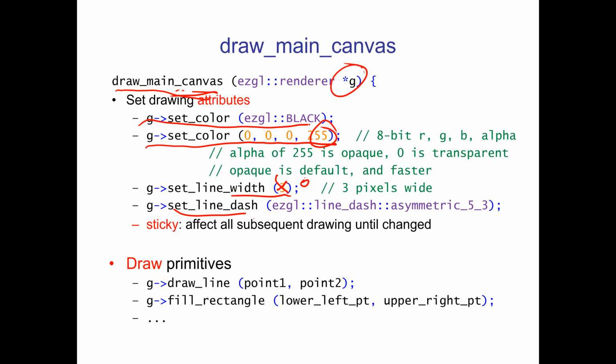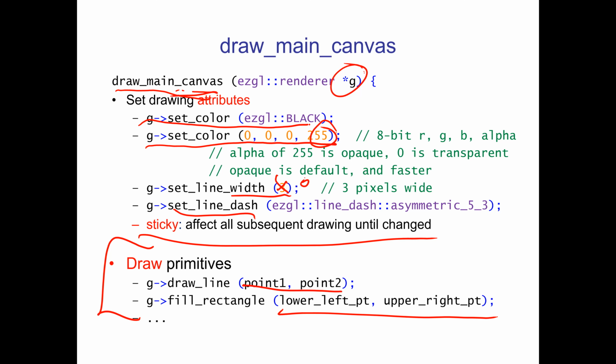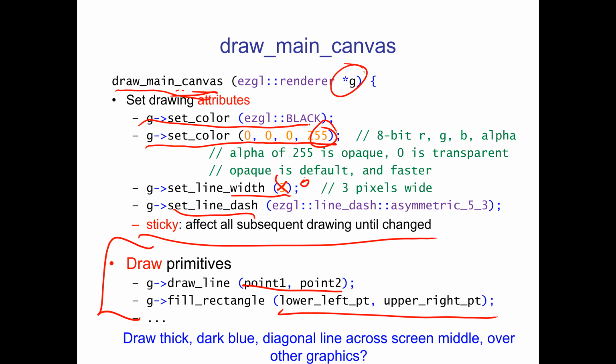You can also make dashed lines. All of these attributes, and there are more of them, are sticky, meaning you set them and they affect all the drawing calls that you make after them until you change them. Okay, then we can draw primitives, and there are a bunch of different primitives. So I can draw a line between 2 points, I can fill a rectangle between 2 points, I can make polygons, and so on. Okay, so let me do a quick test.